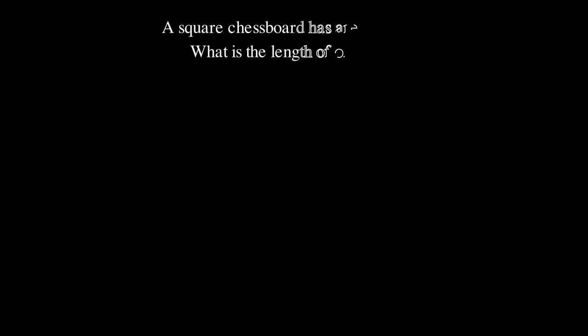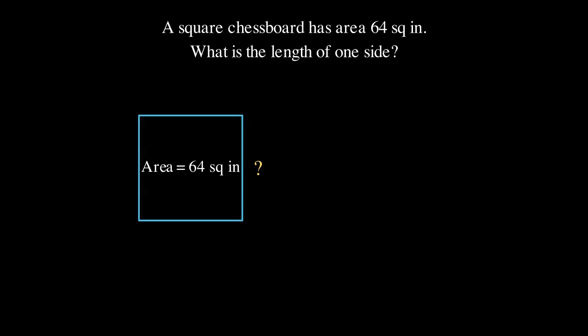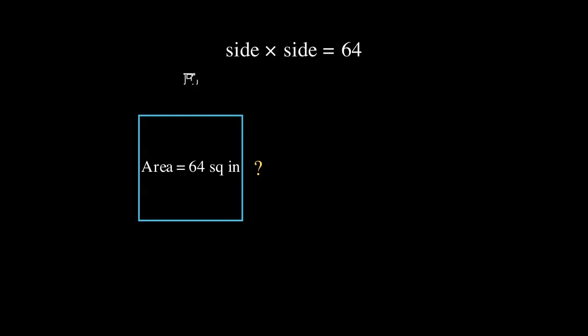A square-shaped chessboard has an area of 64 square inches. What is the length of one side of the board? Since the board is a square, its area is just one side multiplied by itself. So we need to find the number which, when multiplied by itself, gives 64. That's the reverse question we're solving.